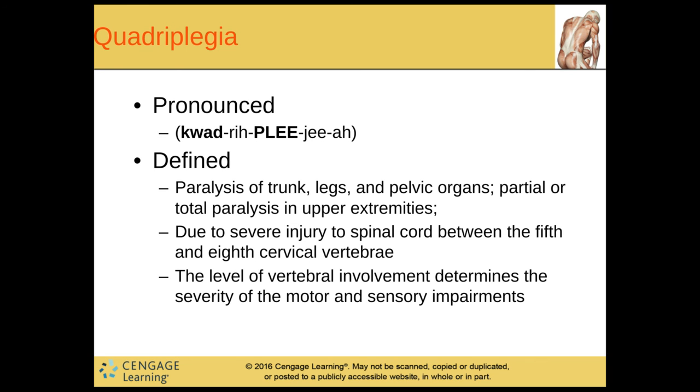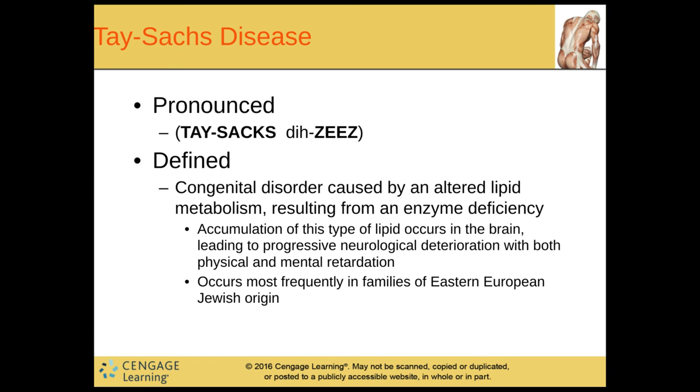And then we have quadriplegia. So paraplegia is 2, right? So that's meaning your extremities, so your legs and your arms, right? And then quadriplegia is the paralysis of the trunk, legs, and pelvic organs, partial or total paralysis of the upper extremities, meaning your arms. And this is due to a severe injury to the spinal cord between the fifth and eighth cervical vertebrae, which is in your neck. And the level of the vertebral involvement determines the severity of the motor and sensory impairments.